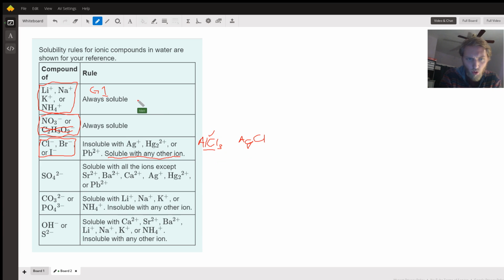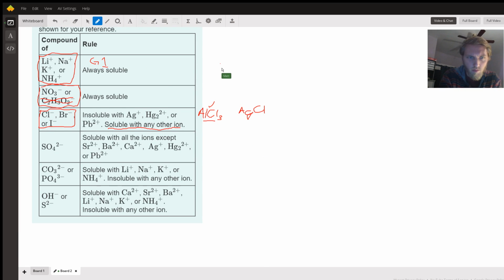Okay, I'm going to have to scroll because I can't see anymore. Scroll. There we go. Sulfate, generally soluble as well. It's soluble with almost all ions. There are some exceptions to sulfate, just like for the halides, and they're listed here. Notice calcium sulfate, that's going to come up in a second.